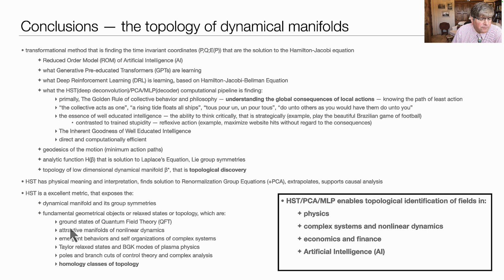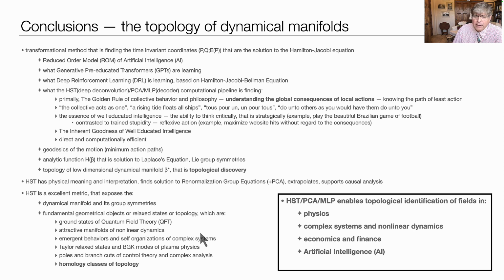Which are viewed different ways by different disciplines. They are the ground states of quantum field theory. They're the attractive manifolds of nonlinear dynamics. They're the emergent behaviors and self-organizations of complex systems. They're the Taylor relaxed states and BGK modes of plasma physics, the poles and branch cuts of control theory and complex analysis. But what these really are is the beta stars. They're the homology classes of the topology that fully characterize it and are in a way the maximum way that the dynamics can be summarized in the end.